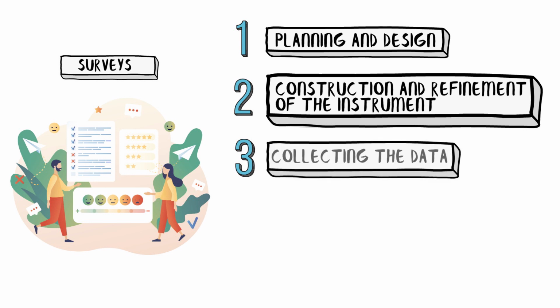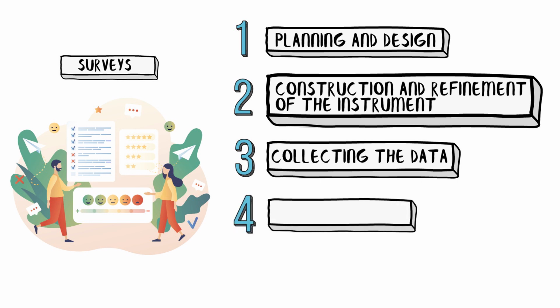The third step is collecting the data. Once the survey instrument is finalized, the data collection can begin. This may involve distributing the survey to participants through online platforms, emails, mail, or in-person interviews. The researcher will follow an ethical code to obtain informed consents and ensure confidentiality of the participants.